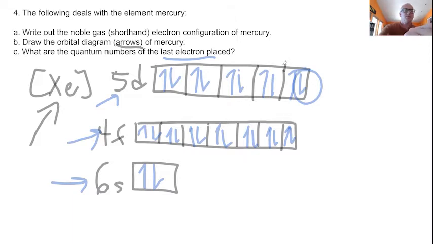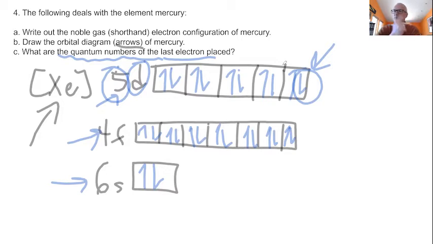So the question is, what are the 4 quantum numbers of that electron right there? So where do we start? What are the 4 quantum numbers? One of them is d, right? One of them describes what the d orbital is. One of them describes that it's fifth. And then there's two other numbers.